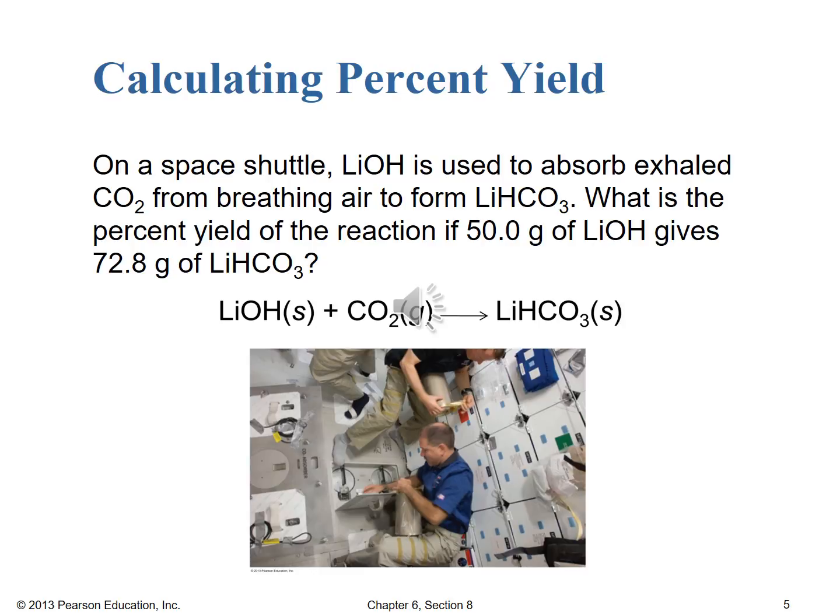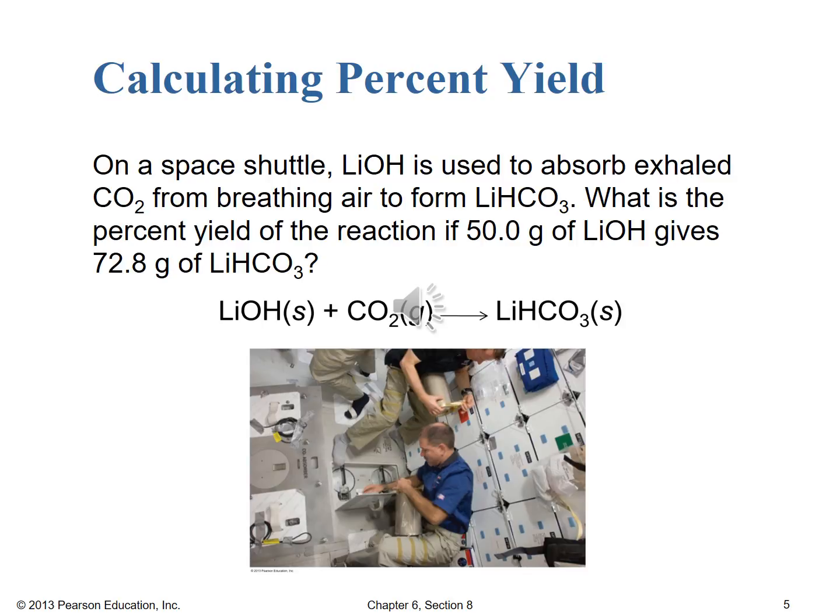All right, so let's take a look at this example here. On a space shuttle, lithium hydroxide is used to absorb exhaled carbon dioxide from breathing air to form lithium hydrogen carbonate. What is the percent yield of the reaction if 50.0 grams of lithium hydroxide gives 72.8 grams of lithium hydrogen carbonate? So a couple assumptions here. Let's assume that we're having plenty of carbon dioxide.